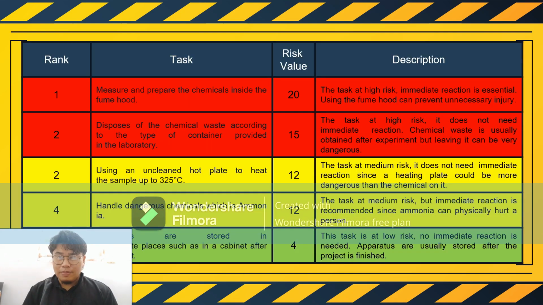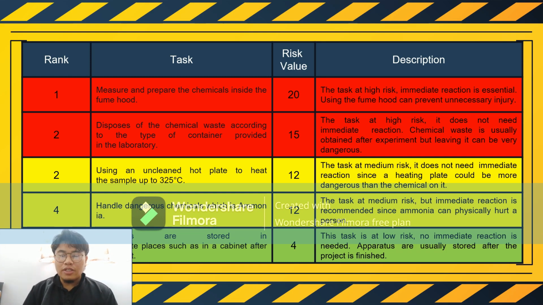Next, I'm going to explain table 7, which is rank tasks and demands. The work activity that has the highest risk is the preparation of chemicals inside the fume hood. It has the highest risk and immediate action is required to prevent injury. Next is the disposal of chemical waste. It has a high risk, but no immediate action is needed since chemical waste is usually obtained after the expiry.